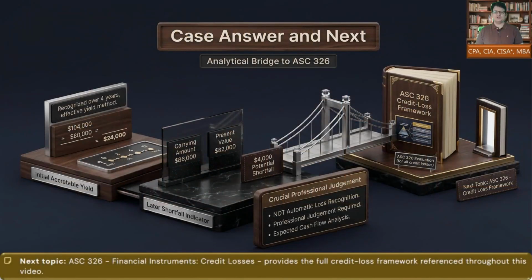Here is the clean reconciliation. Initial accretable yield equals $104,000 minus $80,000, which gives $24,000 recognized over 4 years using the effective yield method. Later, the carrying amount is $86,000 and the present value of expected cash flows is $82,000, creating a $4,000 potential shortfall. That shortfall is evaluated under ASC 326 credit loss guidance and is not automatically recognized without analysis.